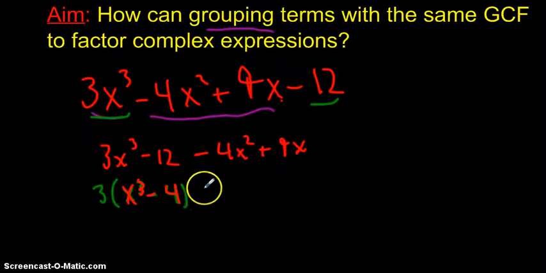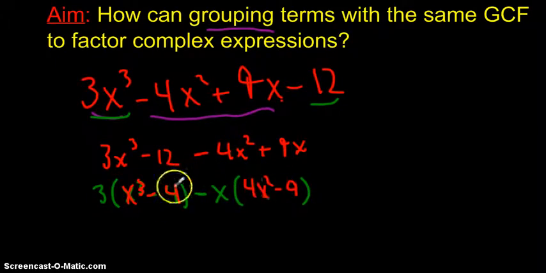Alright. These only have a common factor of x. I guess technically negative x, and that would leave over 4x squared minus 9. And as we see, these are not the same, so we can't take out a common polynomial factor. So sometimes the values you choose to group together will affect your ability to factor completely.